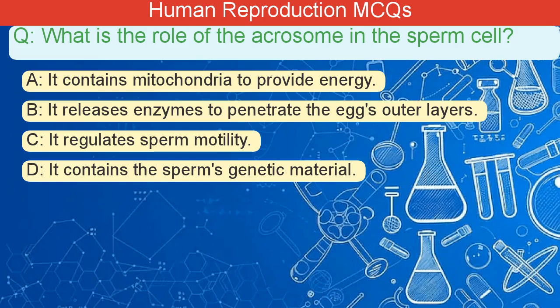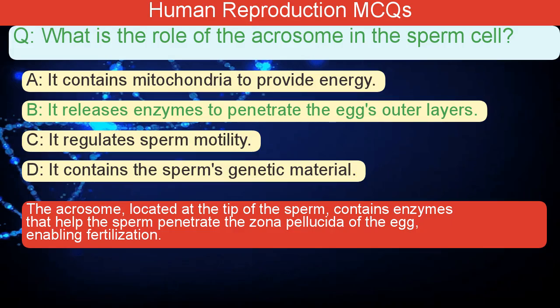What is the role of the acrosome in the sperm cell? A. It contains mitochondria to provide energy. B. It releases enzymes to penetrate the egg's outer layers. C. It regulates sperm motility. D. It contains the sperm's genetic material. The correct answer is B. The acrosome, located at the tip of the sperm, contains enzymes that help the sperm penetrate the zona pellucida of the egg, enabling fertilization.